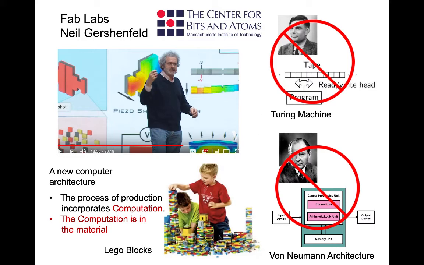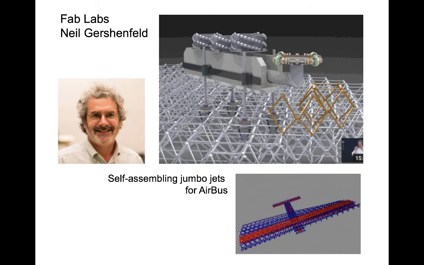So we do something on the computer, which sends it to the printer, which puts it on the paper. What if the paper did the whole thing? The acorn does the whole thing. There's no outside force telling an acorn what to do. It's all inside. And that's what he's doing. Well, how far can you go with this? Well, he's now working with Airbus to make self-assembled jumbo jets. That's how far they go.